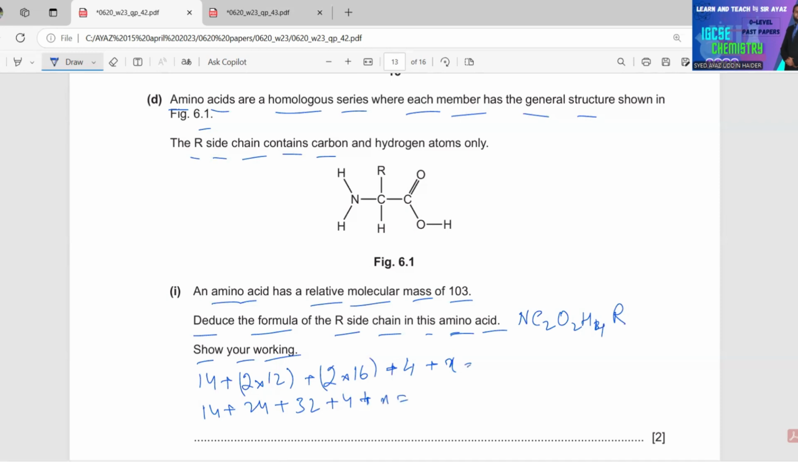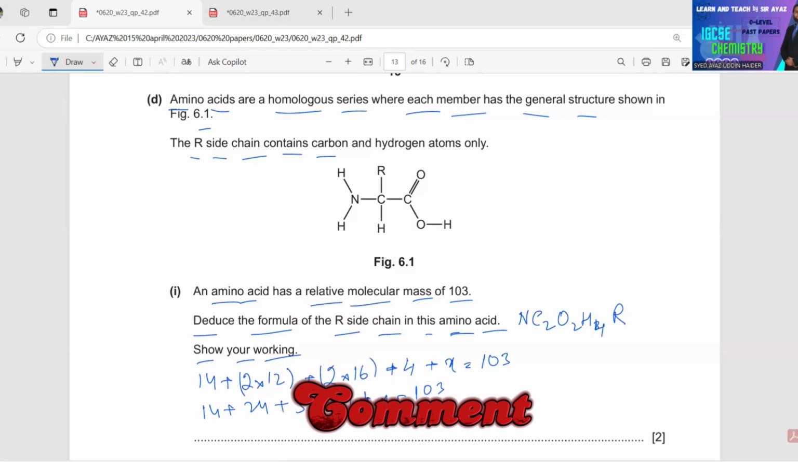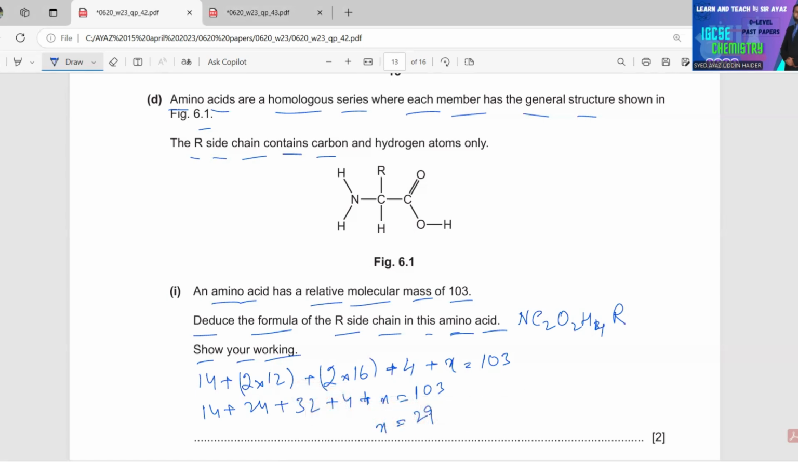is equal to 103, which is the relative molecular mass. So 103 minus 14 minus 24 minus 32 minus 4 gives 29. X is equal to 29. Now for the R is the alkyl group. It's the alkyl group.